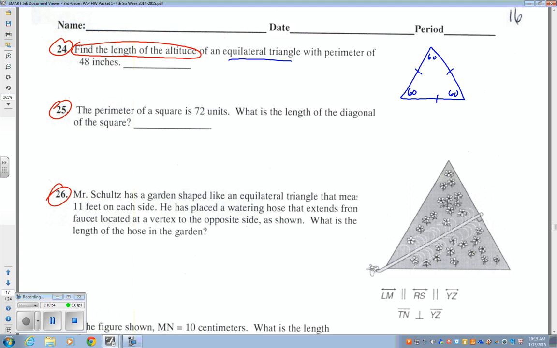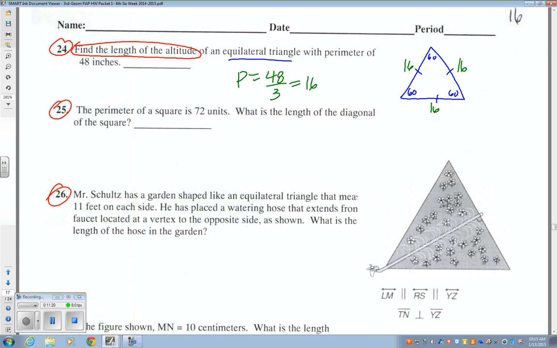This is going to be a multi-step problem on your test. You're going to take what's given and use that to draw your picture and problem solve. So what do I know? How'd you get that? You're right, 16 on each side. If the perimeter is 48, and I divide by 3, that means each side is 16. That makes sense?